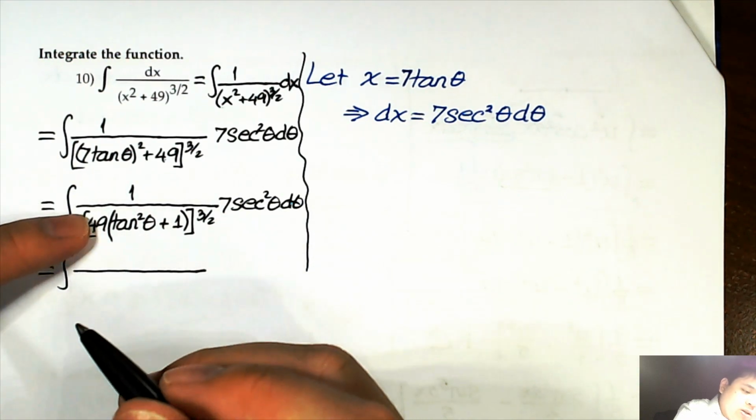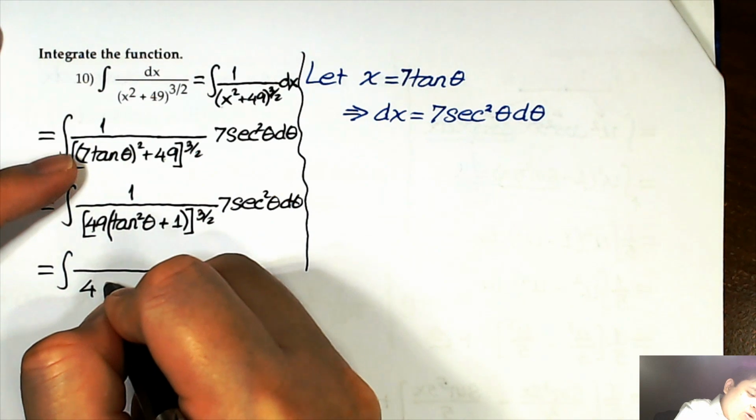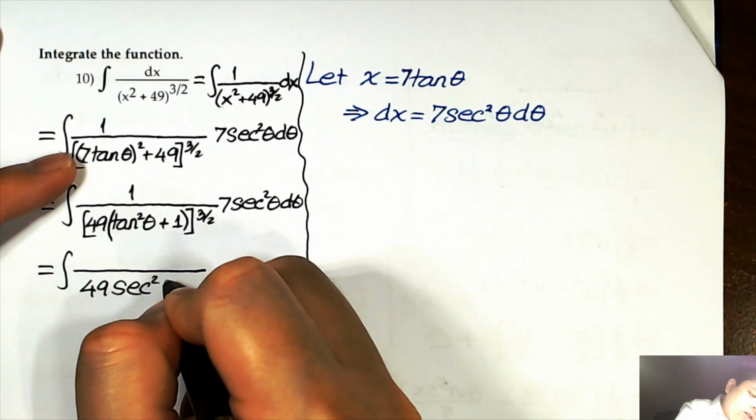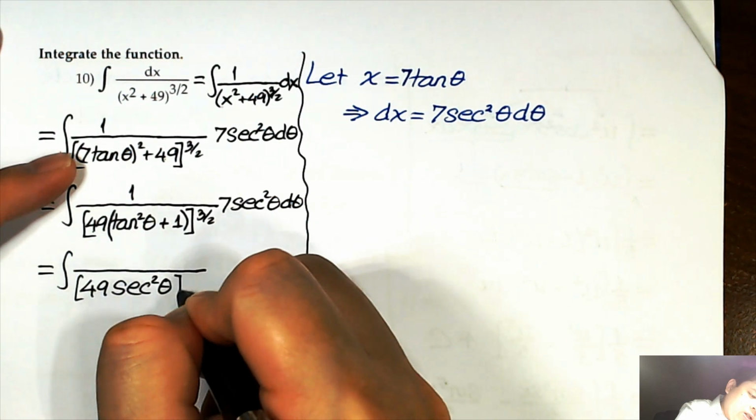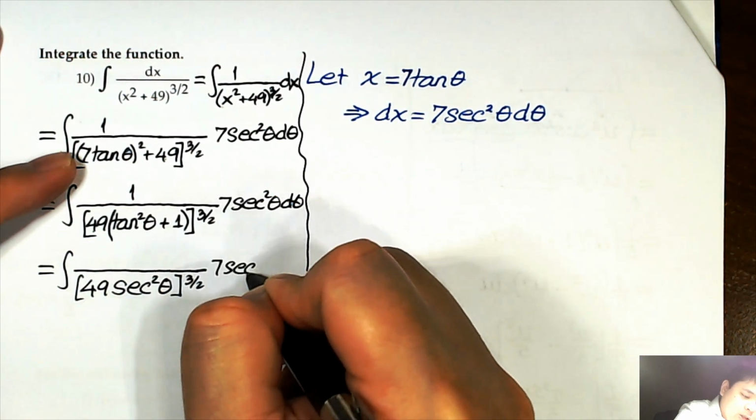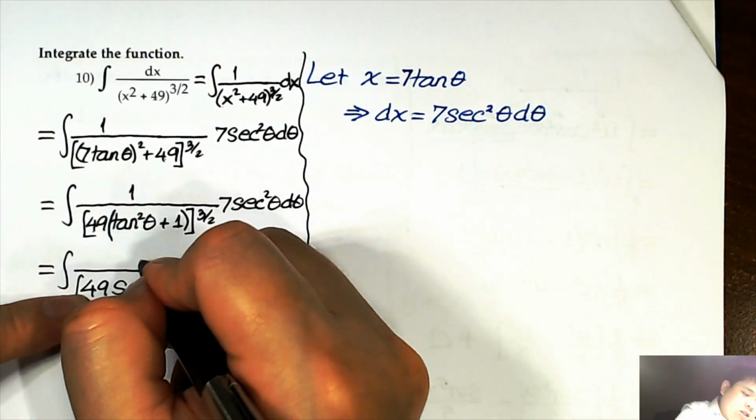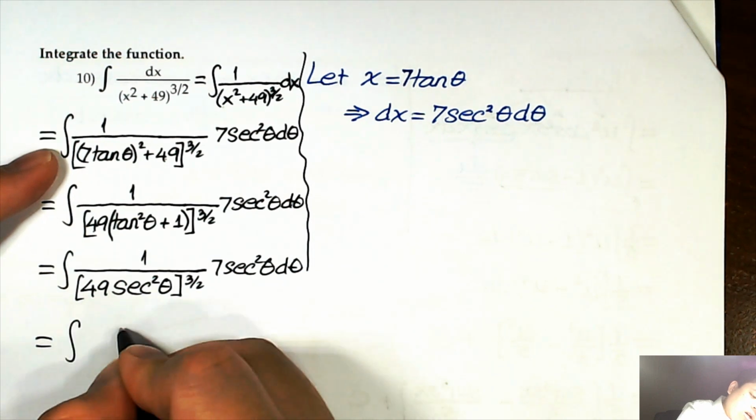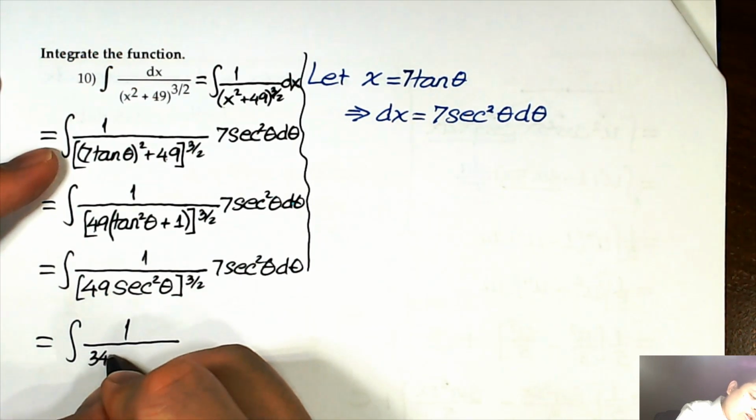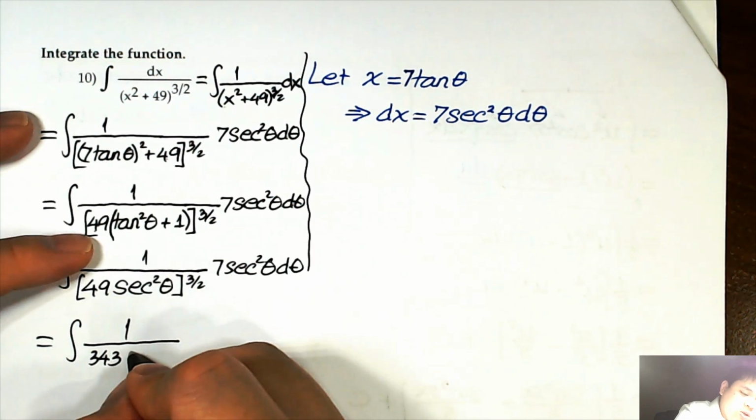So first the number. I'm just going to keep 49 there for a moment. Tangent squared plus 1, that is secant squared. We should write 7 squared actually. Doesn't matter. So that will become 49 to the 3/2, we have 343. Secant squared to the 3/2, the 2 and 2 cancel, we have secant cubed.